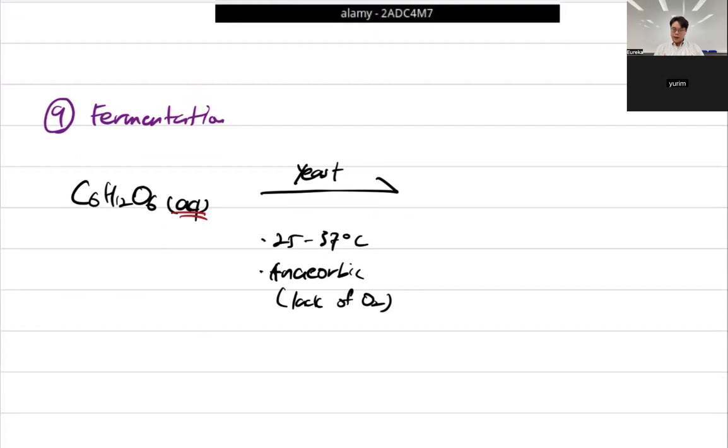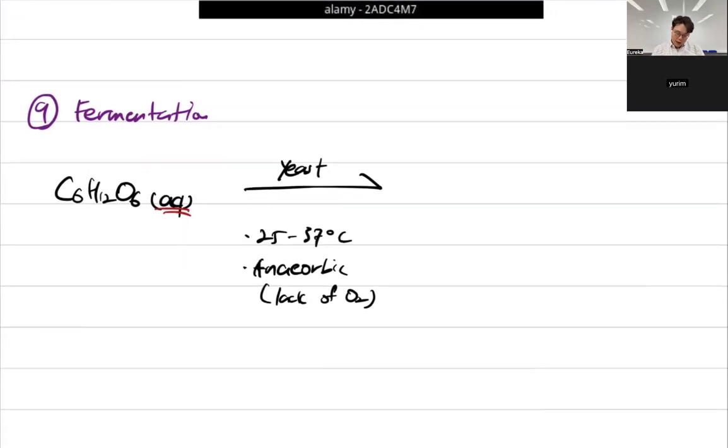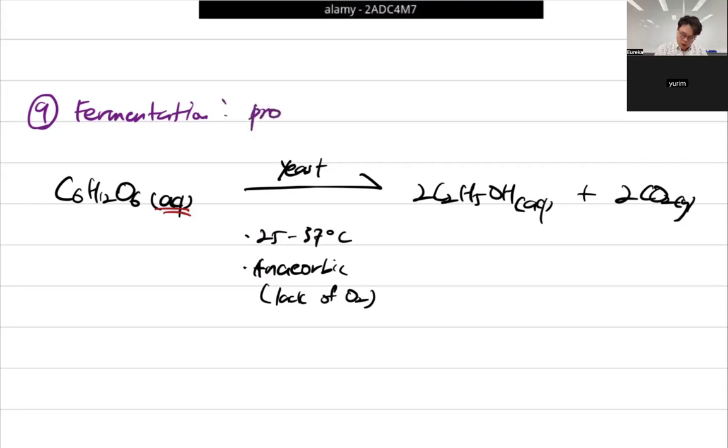Anaerobic, again, means there's no oxygen, the lack of oxygen, O2. This is why we seal that. We don't really export to the outdoors. And as a result, we are producing C2H5OH, and two of that, which is known as ethanol. So the fermentation process is the production of ethanol from glucose.